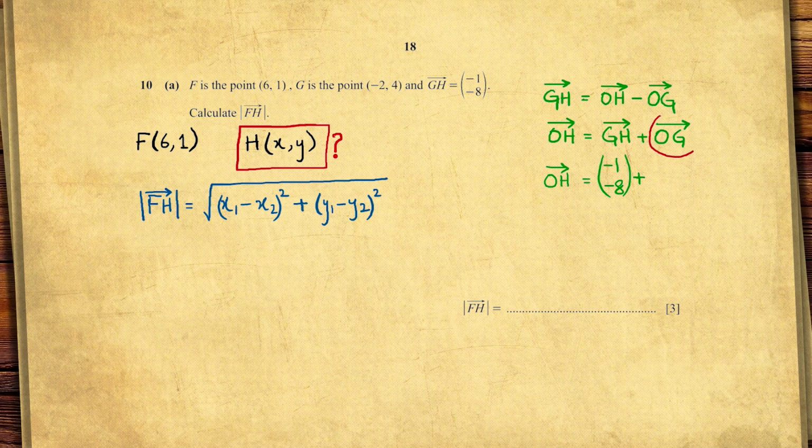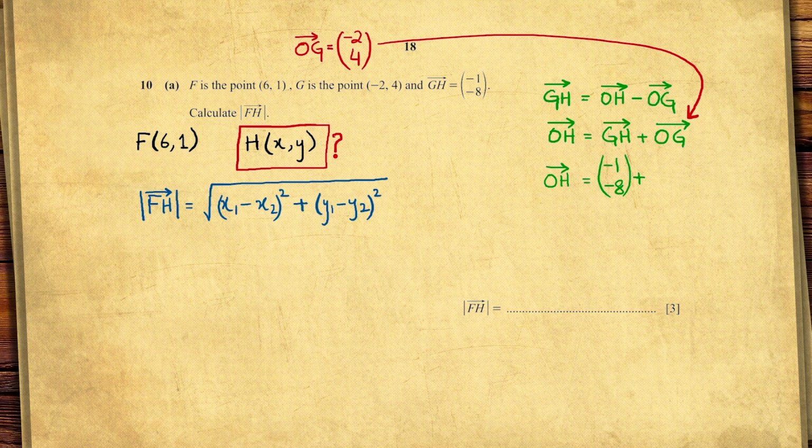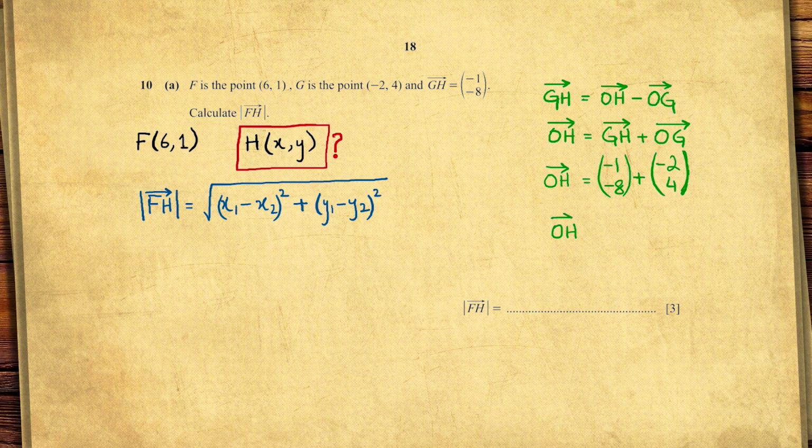The vector OG, the position vector of the point G, will just be the coordinates of the point G. So (-2, 4) are the coordinates of point G, so the position vector OG will be (-2, 4). So in place of OG, we can write (-2, 4). And we can add these two vectors to get the position vector OH, (-3, -4).